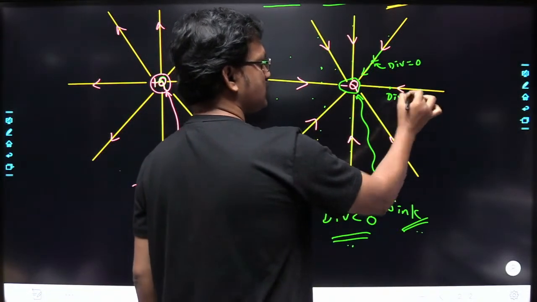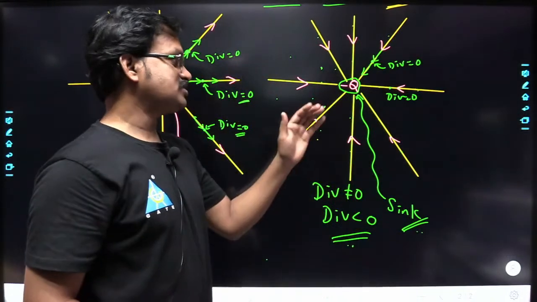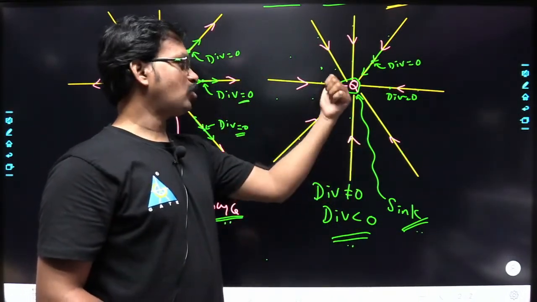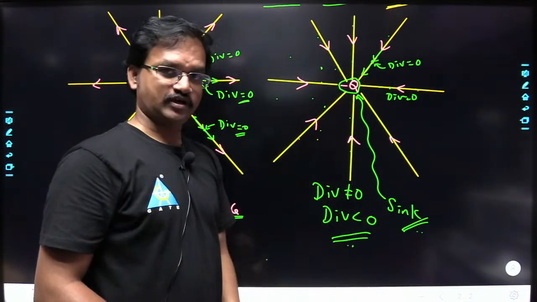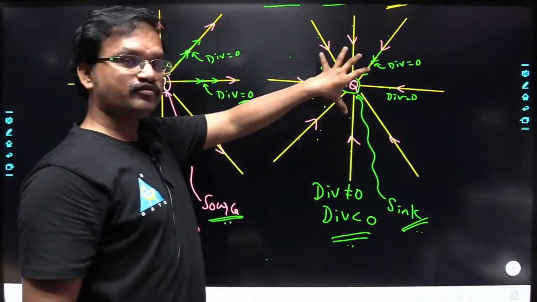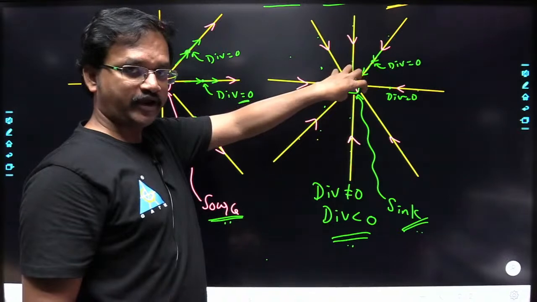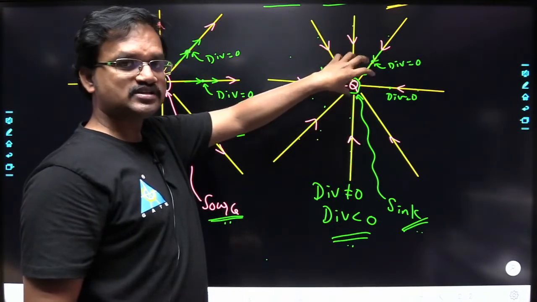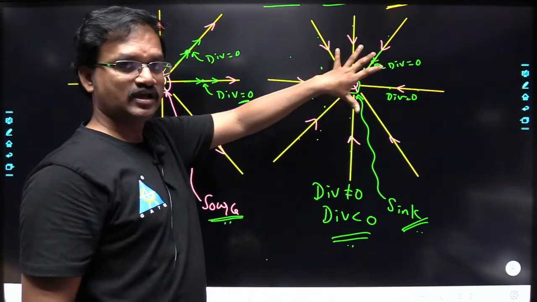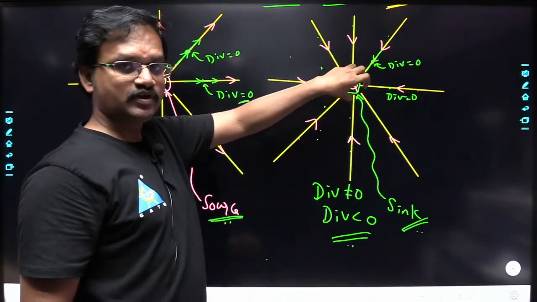Okay, and hence at each and every point in the region, what you are going to get here? Divergence is equal to 0. Divergence is not equal to 0 only at the location of the sink. Since all the field lines are converging towards this point, convergence is opposite to the divergence. Yes or no? And hence the divergence will become negative here.